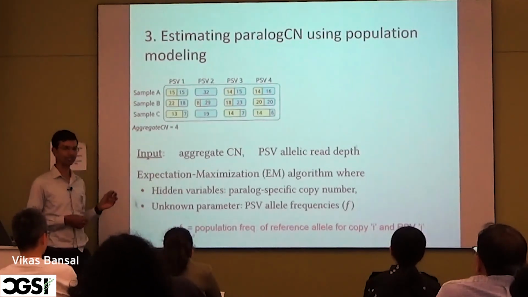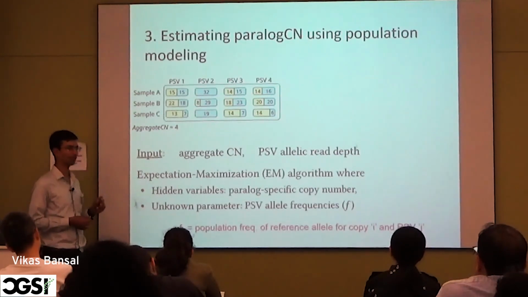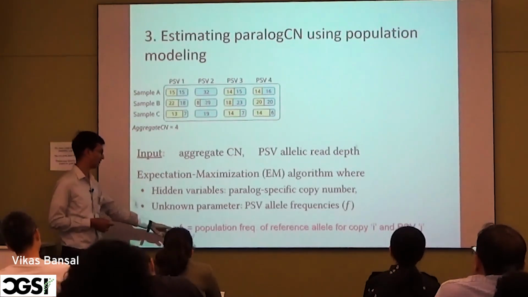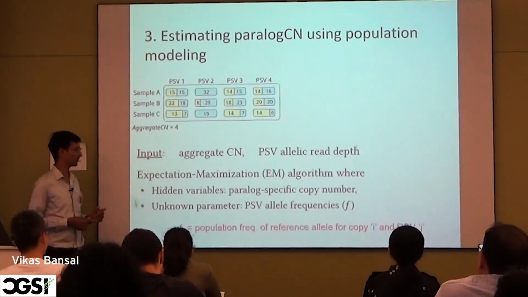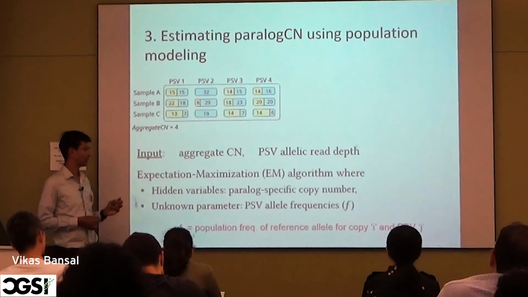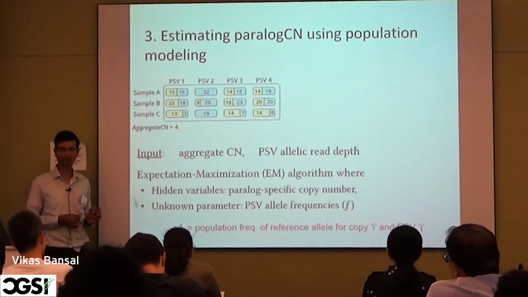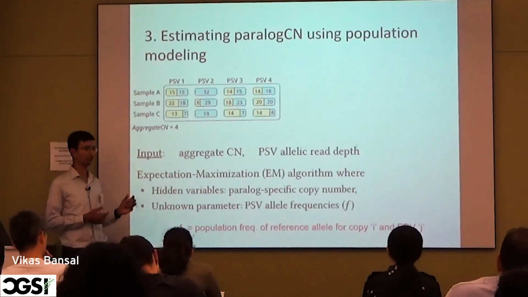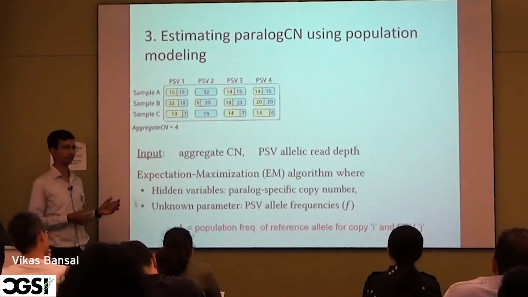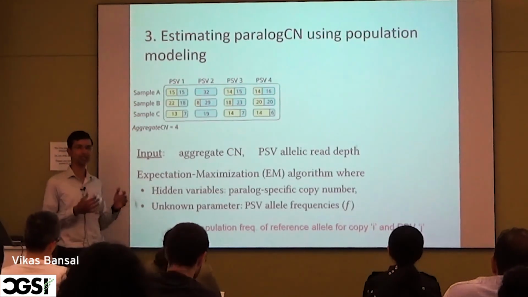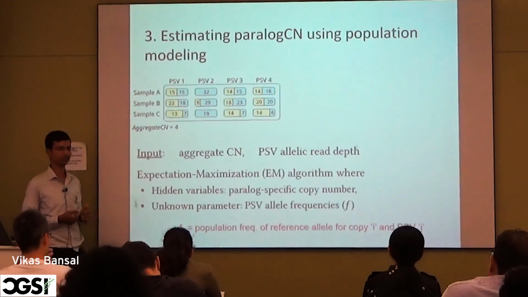So what we do is we model the frequency of the reference allele for each PSV and each copy. This is a variable F_ij, which is the population frequency of the reference allele for copy i and PSV j. Intuitively, if F_ij is close to 1 for all the different copies, that means that PSV is a reliable PSV, and vice versa.